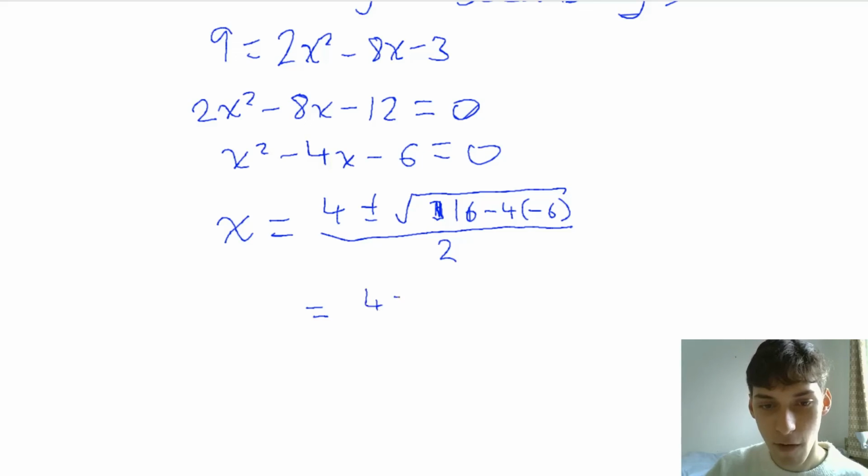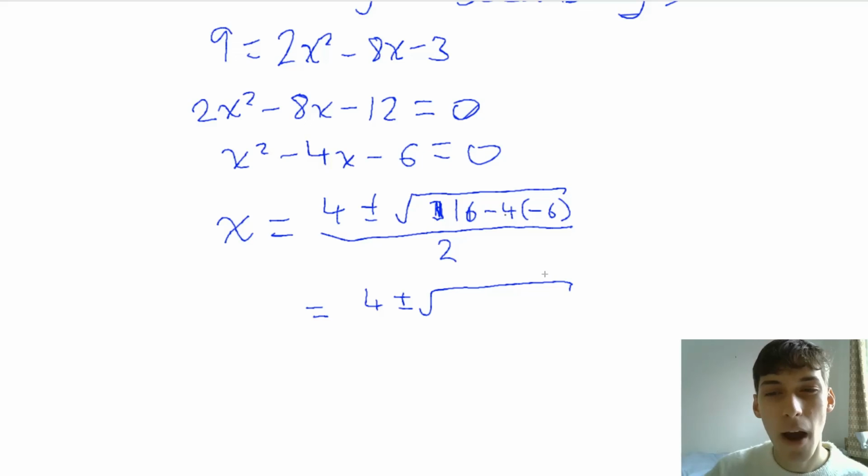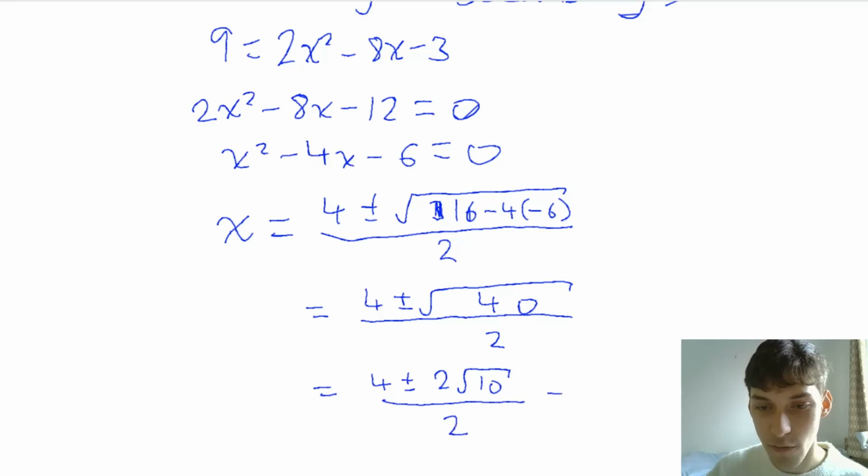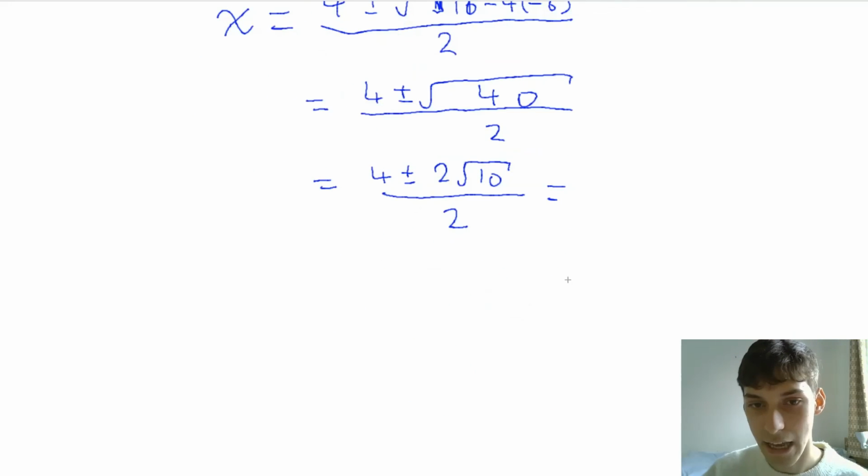Okay, let's simplify this a little bit. Inside the brackets we get 16 minus 4 times minus 6, that's add 24, so we get root 40 all over 2. Root 40 we can factor out the 4 to give 2 root 10 all over 2. And finally we can divide it by the 2 to give 2 plus or minus root 10 as our value for x.